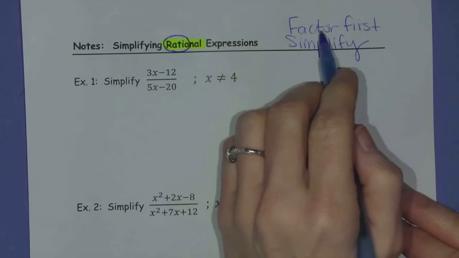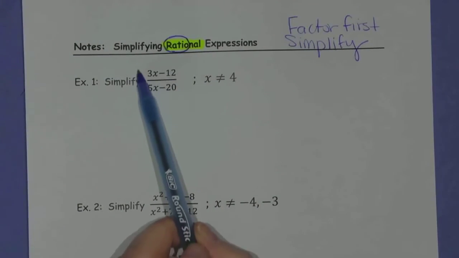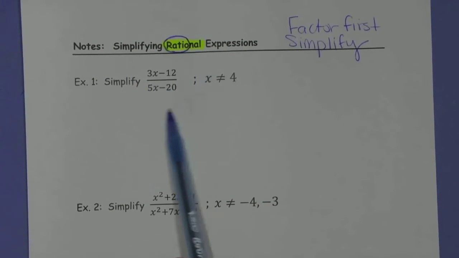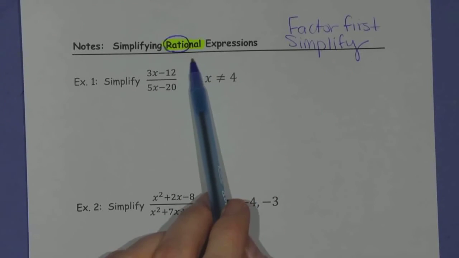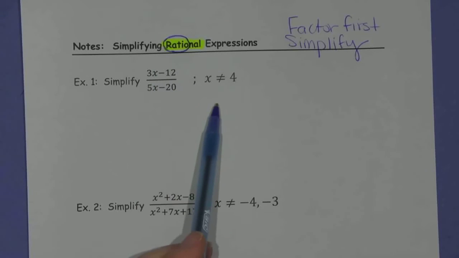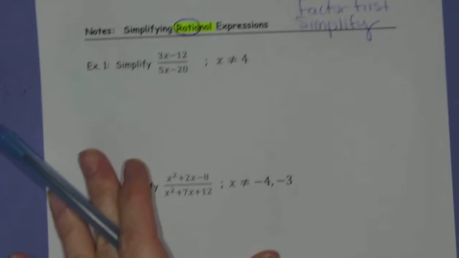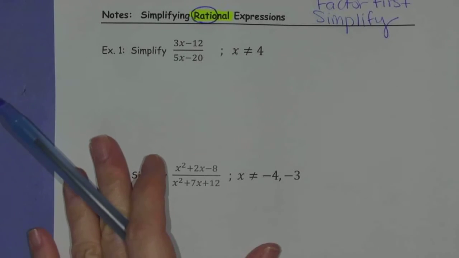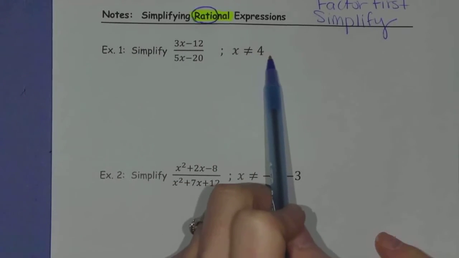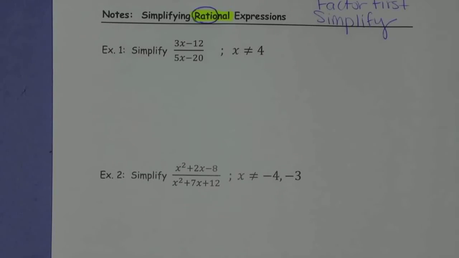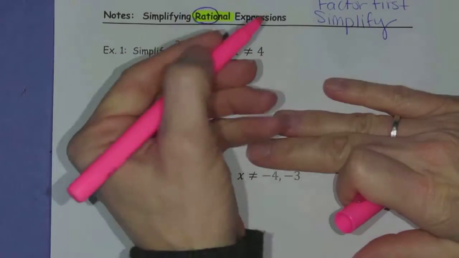Now the thing about the factoring though is you're going to have to factor the top and the bottom, and once you factor the top and the bottom, you'll see if you have any similarities that can be crossed out. Okay, so let's take a look at the first one. Example 1, simplify 3x minus 12 divided by 5x minus 20. X cannot equal 4. Well, first let's talk about why x can't equal 4.